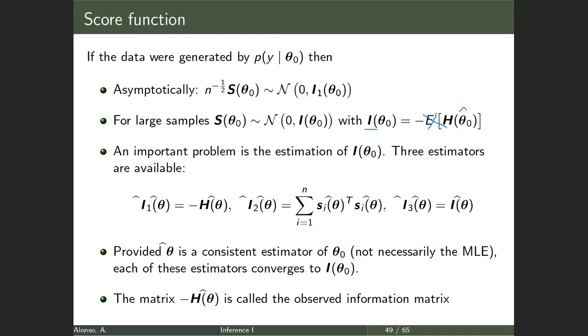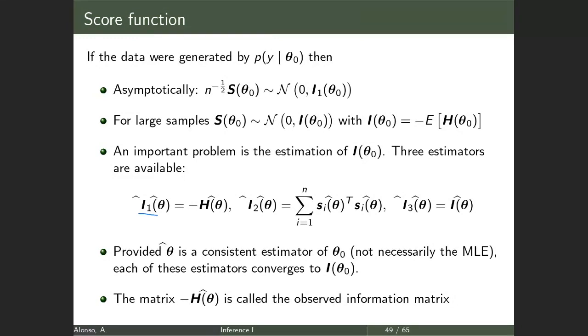That's called the observed information matrix. This is the Fisher information matrix when you use the expected value. Over here, when you don't use the expected value, it is called the observed information matrix. You just plug in an estimator of the Hessian. And this is what we call I1.